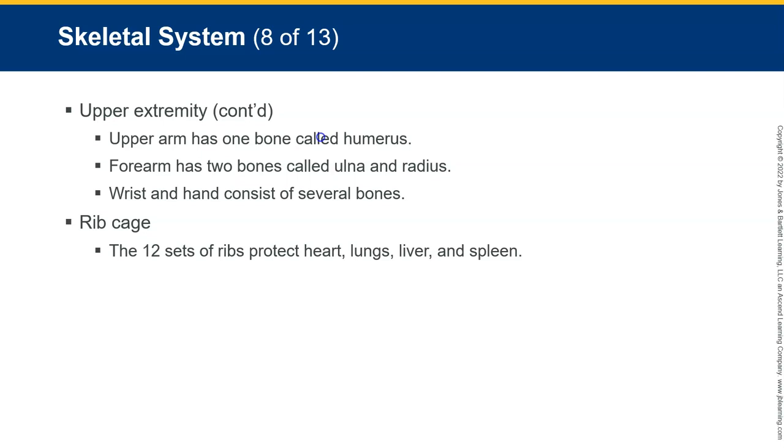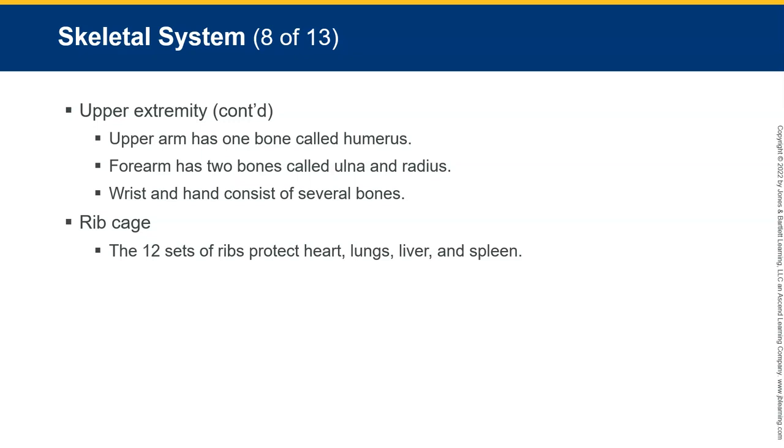Rib cage, 12 sets of ribs, protect the heart, lungs, liver, spleen. That's why it's going to be really important that those guys are there. We mentioned that those things protect a lot of different structures, so it's going to be important that they're there.